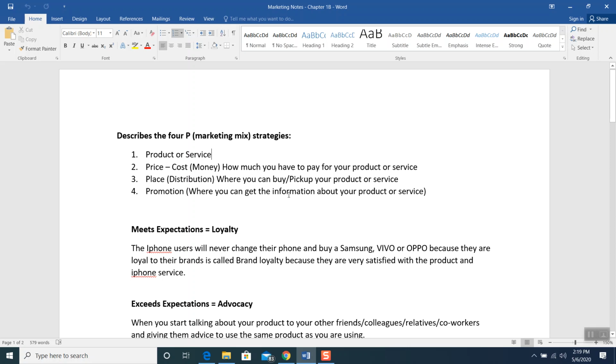Promotion: where you can get the information about your product or service. It could be the internet, it could be online, it could be a newspaper, it could be television. So these are my 4 basic P's of marketing: product, price, place, and promotion. Guys, these 4 P's will remain with us for the remainder of our 14 weeks. Why? Because we are going to talk about product, price, place, and promotion. So please do remember these 4 P's all the time.